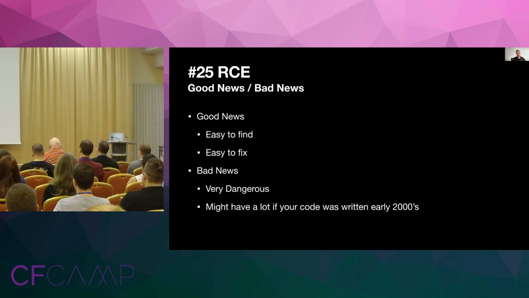The bad news, these are very dangerous if you do actually have them. And if your code is really, really old, like going back to the early 2000s, you might have a lot of these. The reason for that is that back in ColdFusion 4.0, I don't think it was until ColdFusion 4.5 that the scopes, like the URL scope or the form scope, were actually structures that you could manipulate as a structure. So until then, it was very common to use evaluate to dynamically access the name of a form field or a URL field. So you might have quite a bit of code like that if you have a lot of old code.